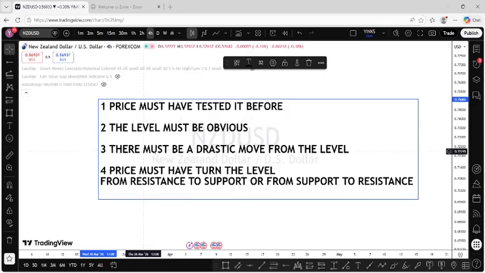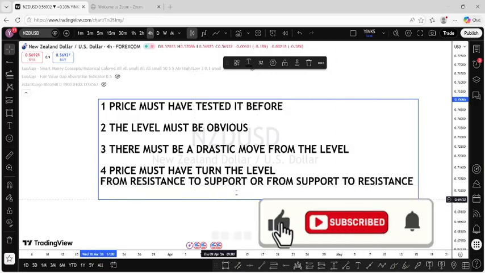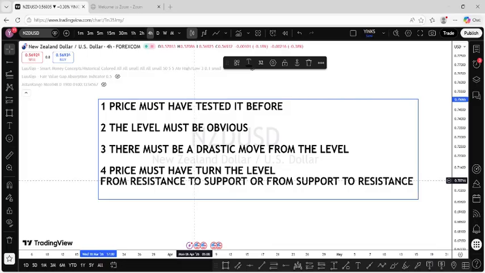The next, there must be a drastic move from the level. Now, from that level of support or from the level of resistance, you must see a drop, a massive move or an impulse move from that level to tell you that that level is valid. Now, the next one, price must have turned the level from resistance to support or from support to resistance. Now, this one is also telling you that for you to look for a key level resistance, price must have broken out from a support and turned it toward a resistance.